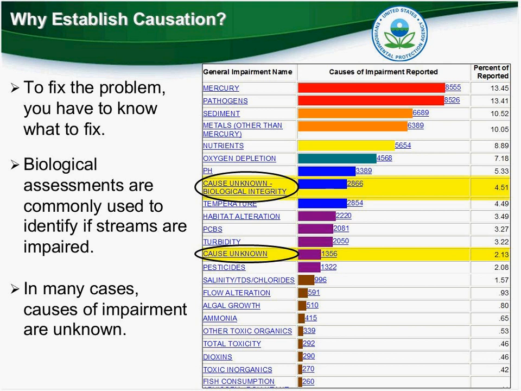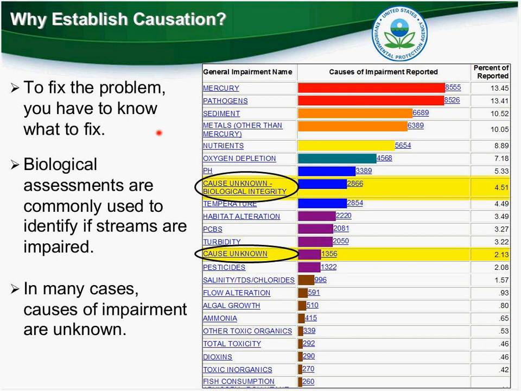So we'll establish causation. This is a very old figure taken from the EPA TMDL program that lists the number of impaired waters and their potential causes. And you'll note down here that in some cases, 2,066, or about 4.5% of the cases, you have an unknown cause, meaning we couldn't attribute it to nutrients, oxygen depletion, sediments, or pathogens. And this is the case that we're talking about here, when you don't really know what's going on or what the cause was. That's where causal assessment comes in.